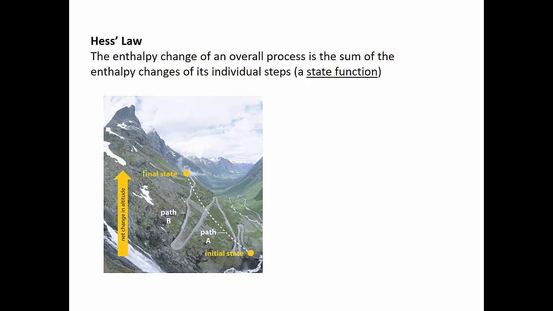To explain what a state function is, I've taken a picture of two ways you can climb a mountain. So I have path A, which is a direct route up. This is not going to be a fun way to climb a mountain, but it is the shortest way. Or path B, where you have the switchbacks. So it's not as steep, but you have to walk a lot farther.